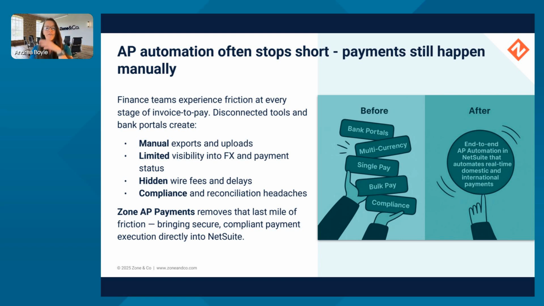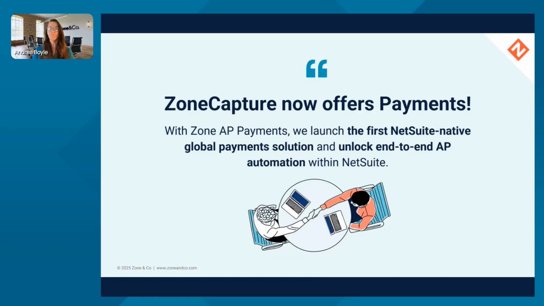Then unexpected wire fees and delays in settlements all increase the amount of work and audit risk, and they just delay your month-end close. The important thing to note here is it isn't a failure on the AP teams. It's a gap in the process itself. Payments are the last mile of AP, and when they happen outside of NetSuite, the entire workflow breaks down.